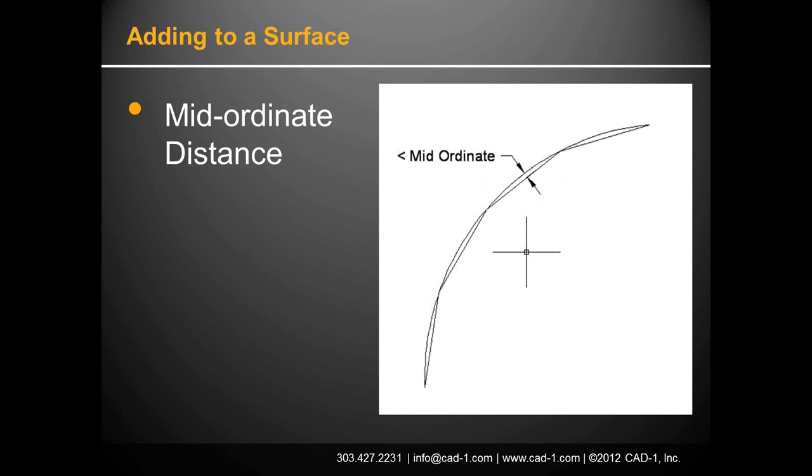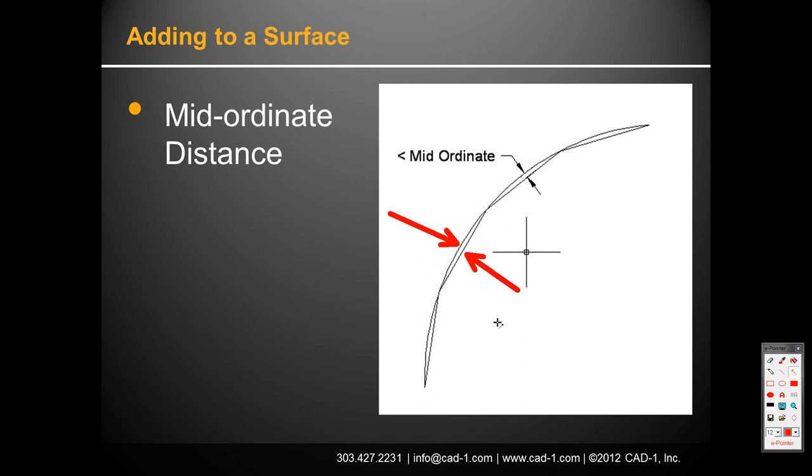Another way to think of a mid-ordinate distance is the distance. So the mid-ordinate distance is basically how far away from your surface, the triangle, do you want your data to be? So my data is over here. My surface is over here. How far away can that be? Well, let's think about this for a bit. What are some things that we model that are close together that we might use feature lines or break lines for? Well, curb and gutter.